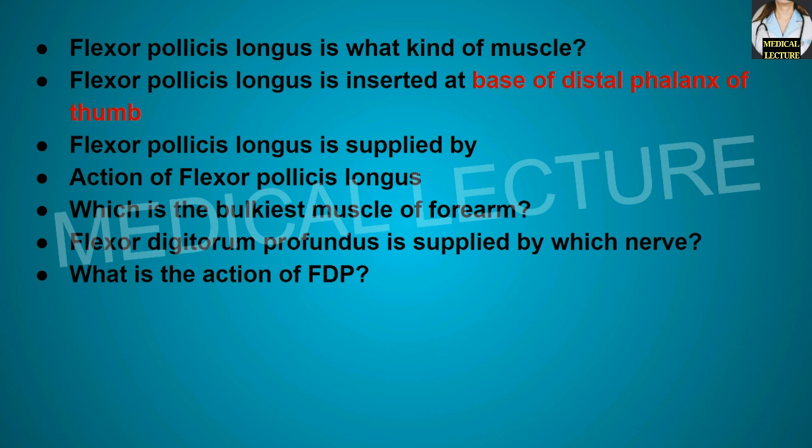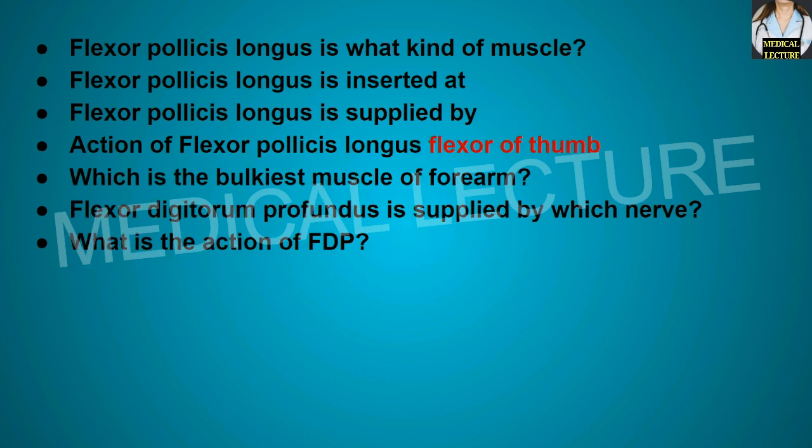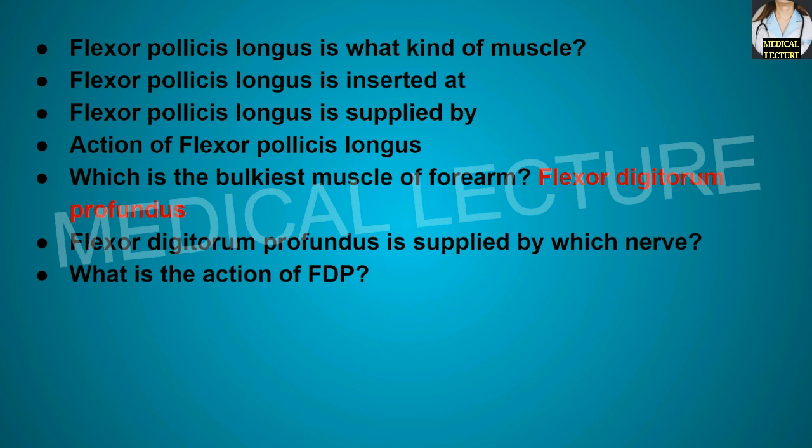Flexor pollicis longus is supplied by which nerve? By the anterior interosseous nerve. What is the action of the flexor pollicis longus? So this muscle causes the flexion of the thumb. Which is the bulkiest muscle of the forearm? It is the flexor digitorum profundus.